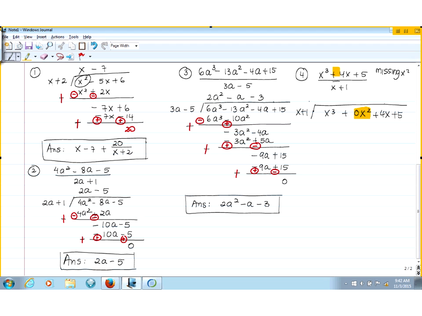Now let's divide. x cubed divided by x is x squared. x squared times x plus 1 is x cubed plus x squared. Okay. And we are supposed to subtract. Right? So instead of subtracting, what do we do? We add with the opposite.